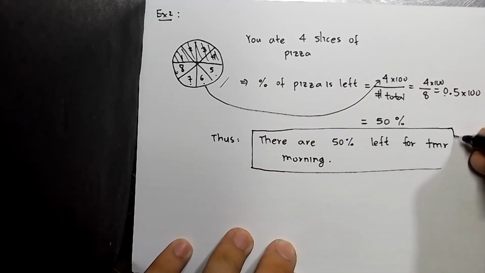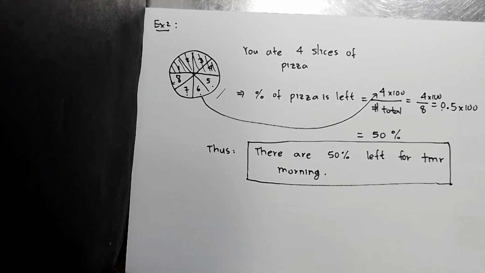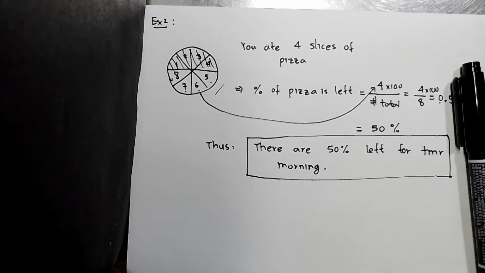Okay, next time when you talk to your parents, say that we have 50% left for tomorrow morning. That's how you say it.